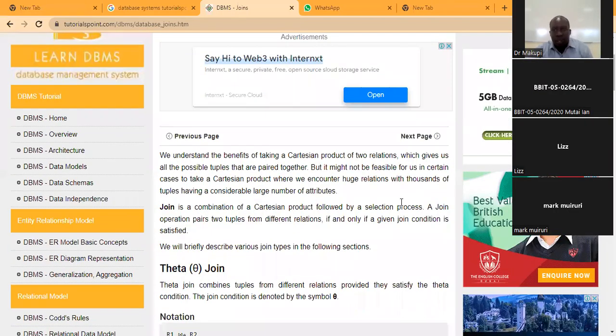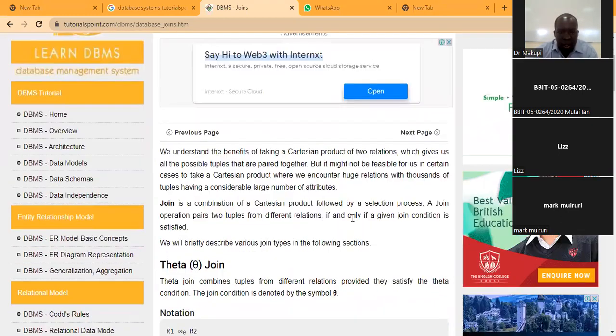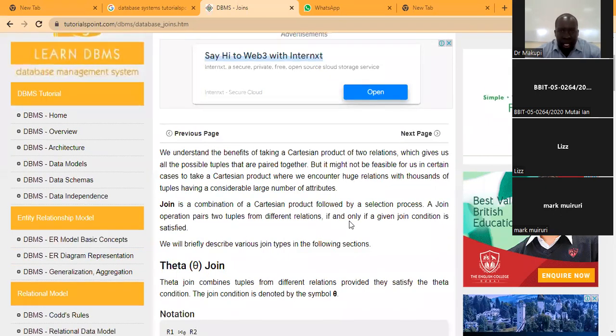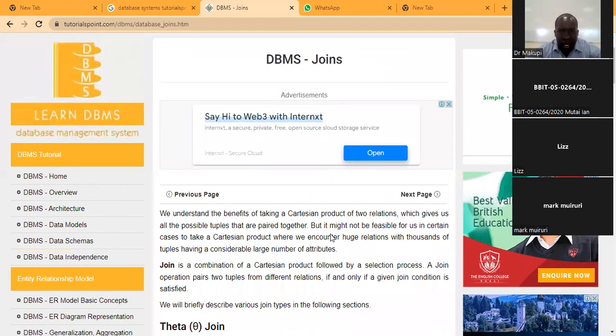Now, I want to begin on joins. In the previous class, when we were doing the practical, we must have started a few practicals on joins, which was the last practical I left you in class to undertake. So it's just good to appreciate an overview of these joins.